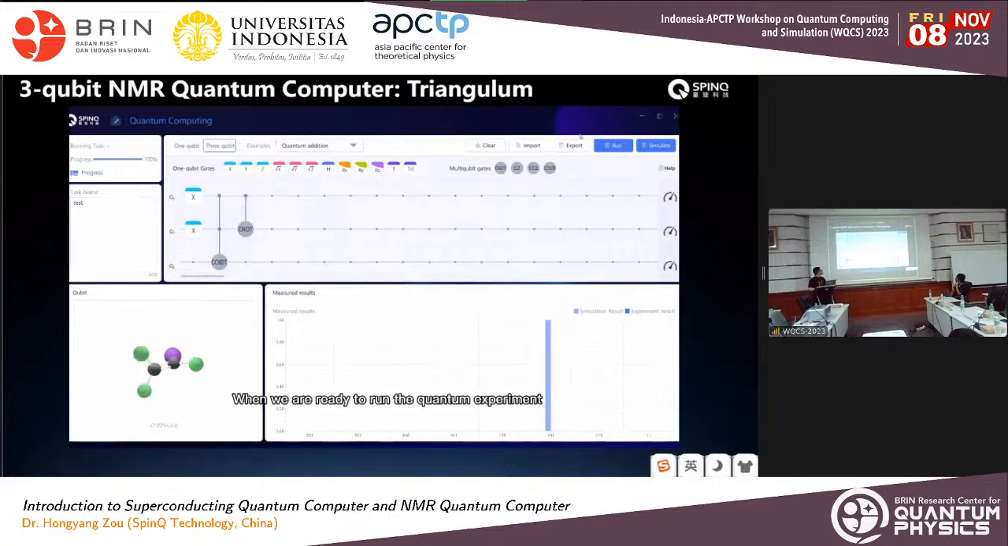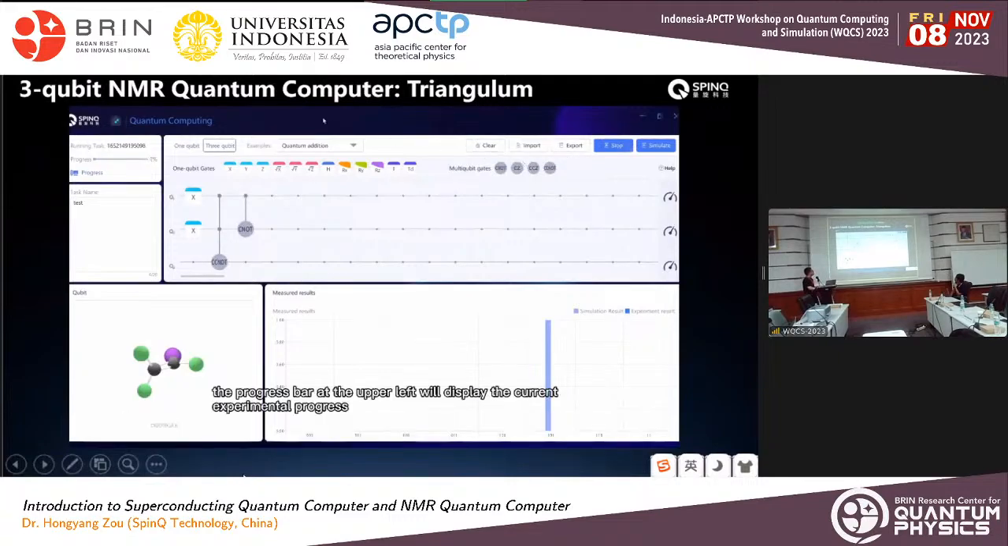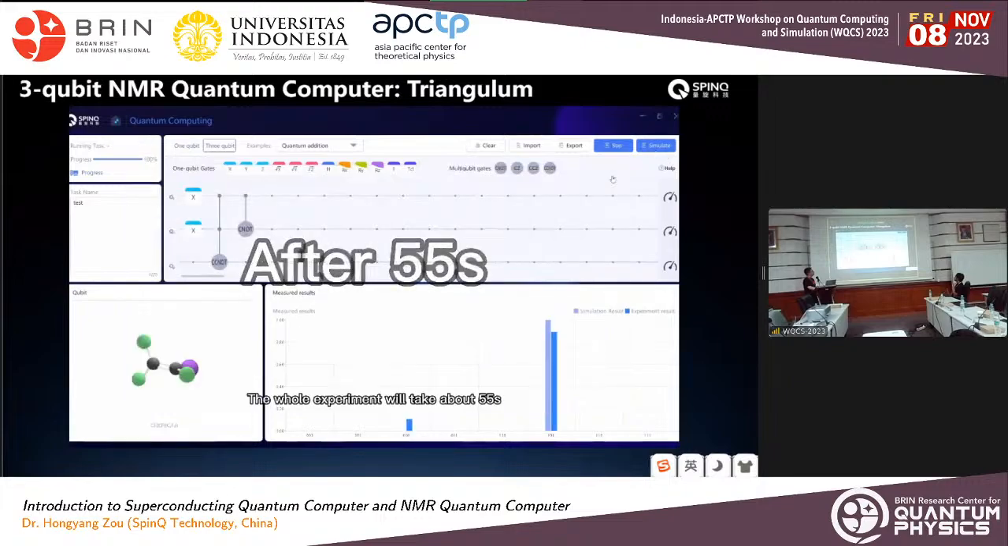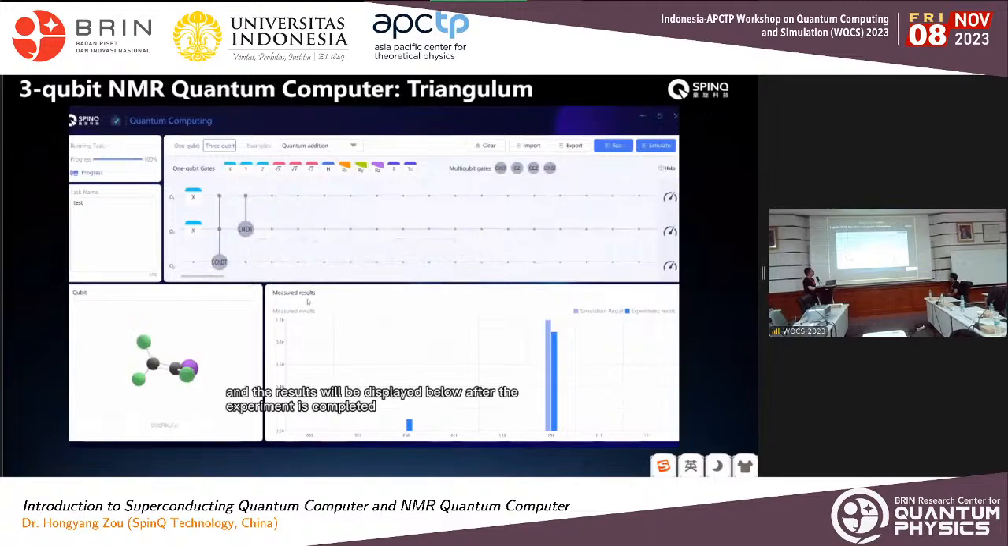When we are ready to run the quantum experiment, click Run to start the task, or click Simulate if you only need to simulate. After clicking the Run button, the progress bar at the upper left will display the current experimental progress. Click Progress, and the progress window will pop up, where you can view information such as progress, signals, and parameters. The whole experiment will take about 55 seconds, and the results will be displayed below after the experiment is completed.